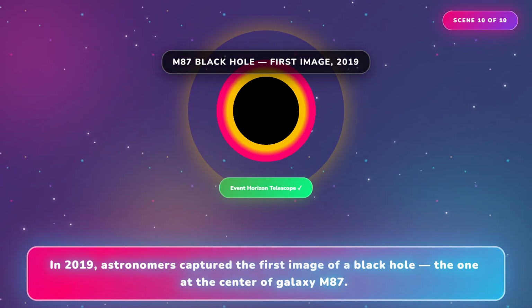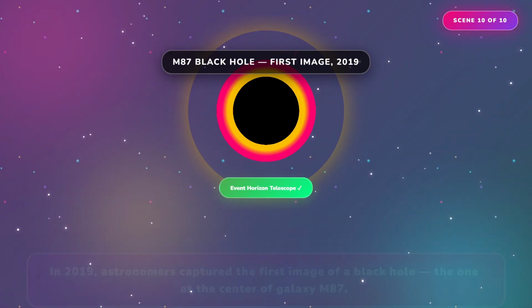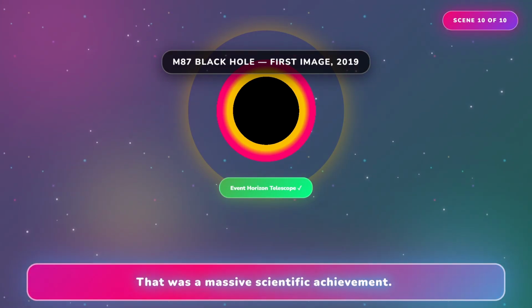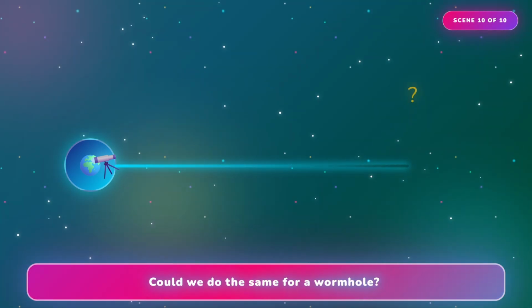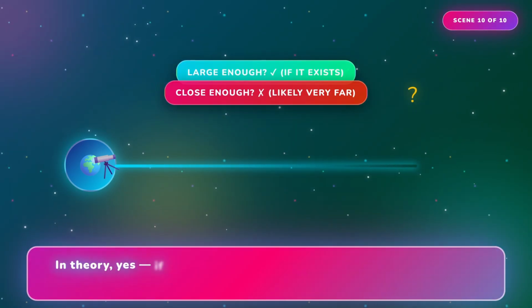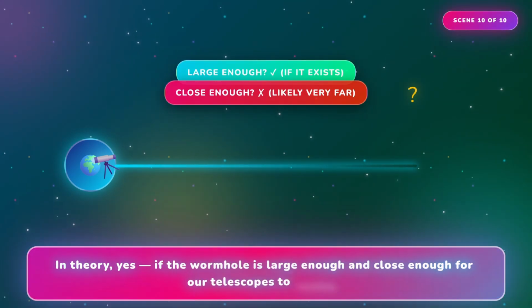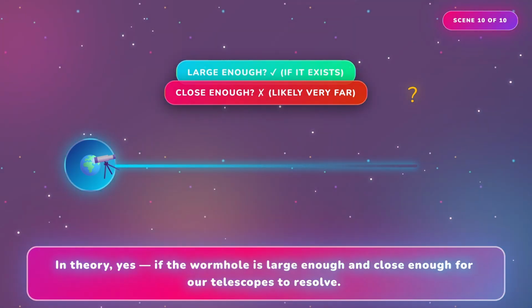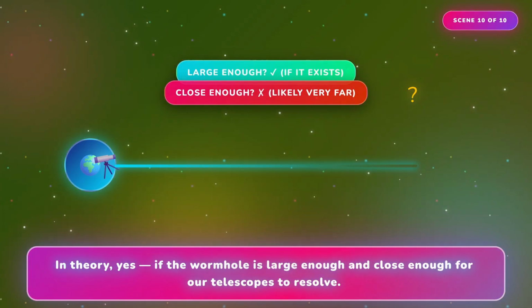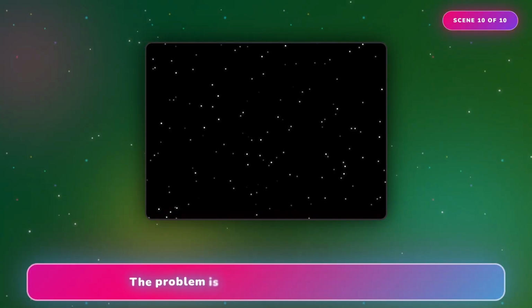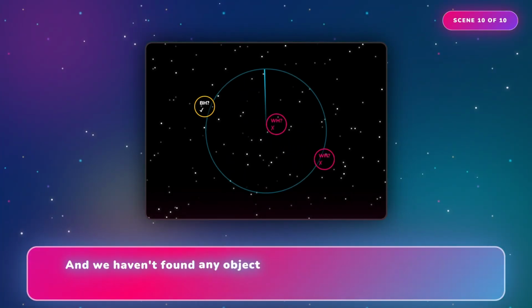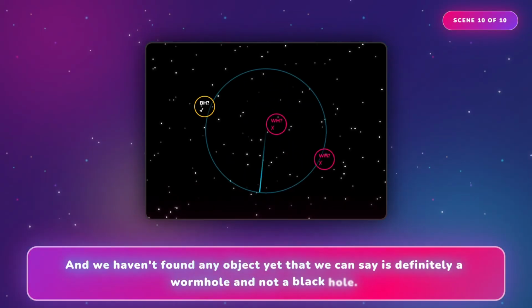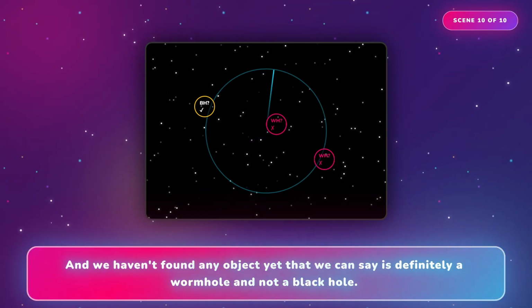In 2019, astronomers captured the first image of a black hole, the one at the center of galaxy M87. That was a massive scientific achievement. Could we do the same for a wormhole? In theory, yes, if the wormhole is large enough and close enough for our telescopes to resolve. The problem is we don't know where to look. And we haven't found any object yet that we can say is definitely a wormhole and not a black hole.